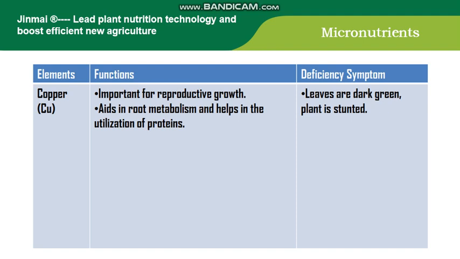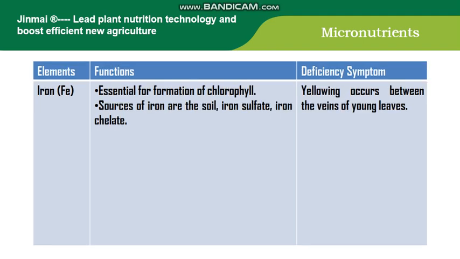Important for reproductive growth. Aids in root metabolism and helps in the utilization of proteins. Deficiency symptom. Leaves are dark green, plant is stunted. Elements. Iron, Fe, functions. Essential for formation of chlorophyll. Sources of iron are the soil, iron sulfate, iron chelate. Deficiency symptom. Yellowing occurs between the veins of young leaves.